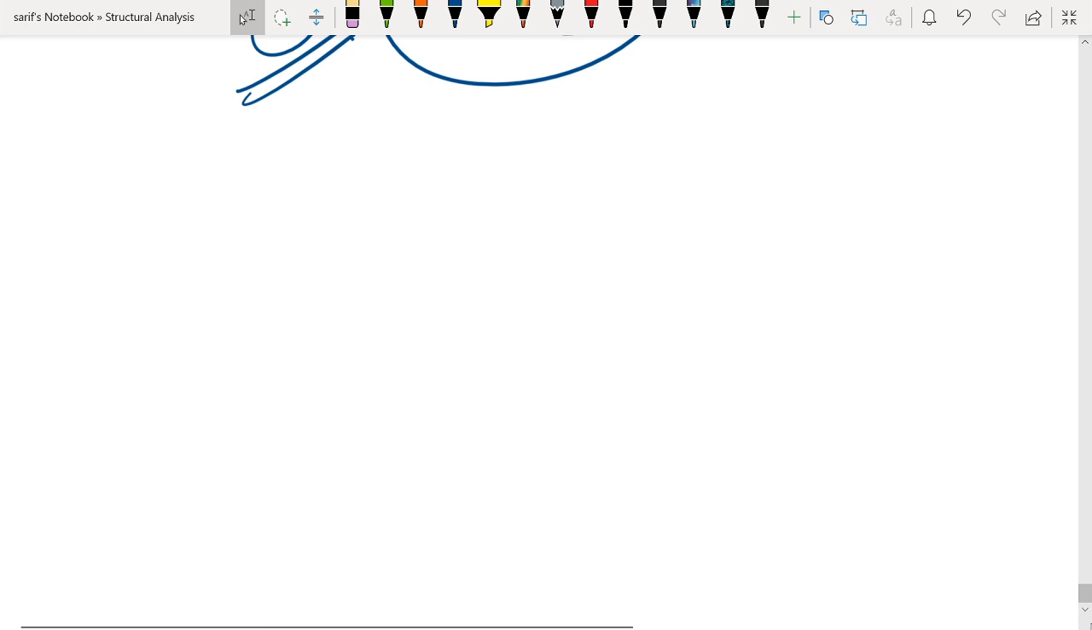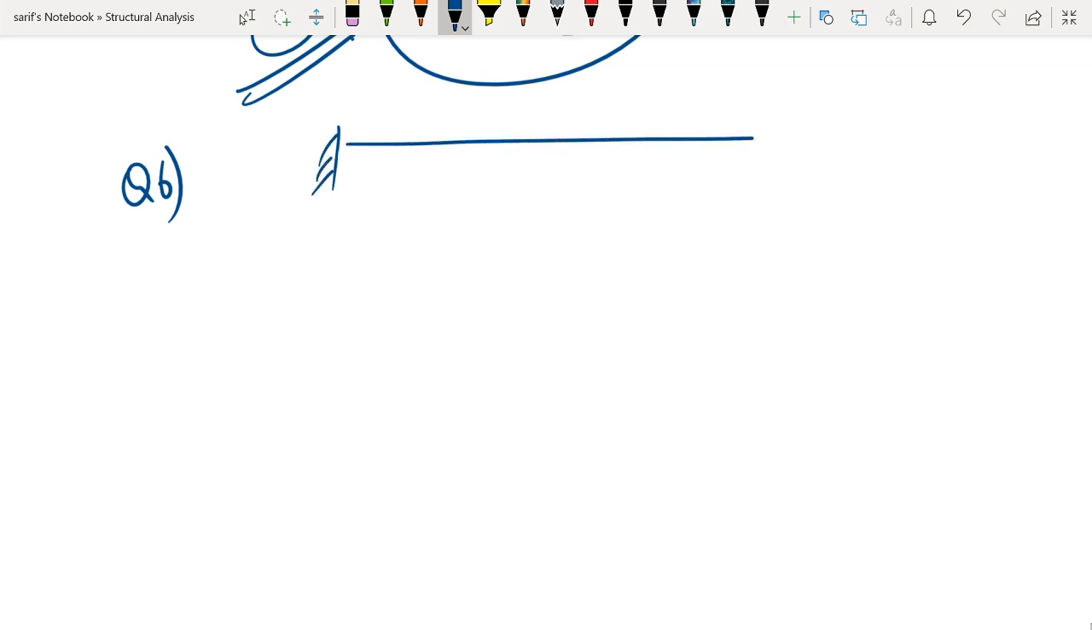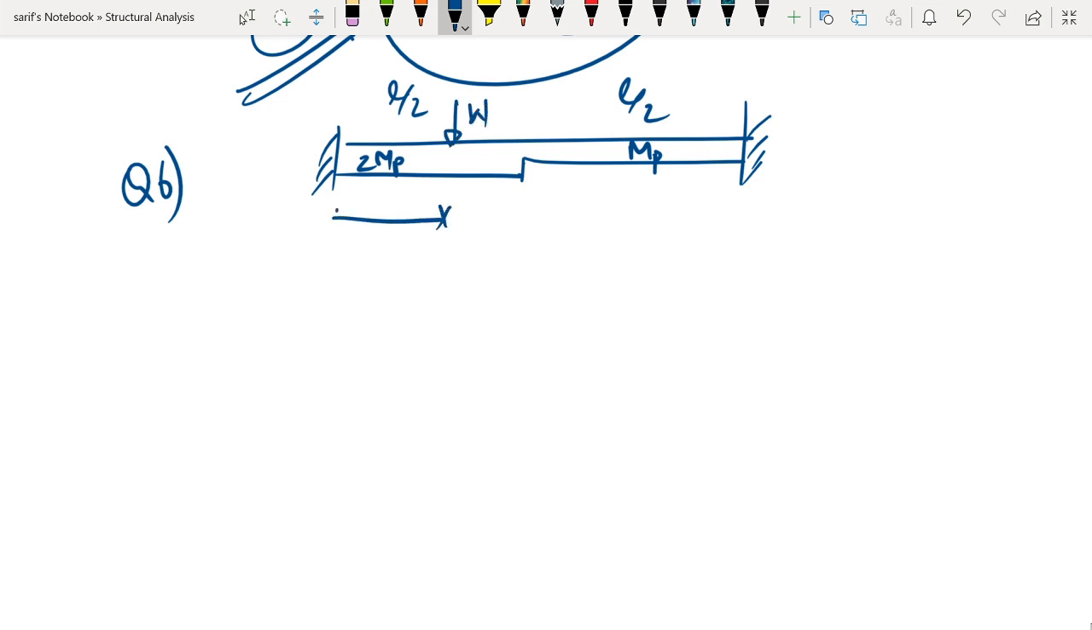And the last problem that we will discuss in this lecture is this. This is L by 2, this is also L by 2. However, one half is having 2 MP as the capacity and the other half is having MP as the capacity, and the load W, let us say, is acting at L by 3. So this is the problem, and what we have to do is we need to again find out the collapse load.